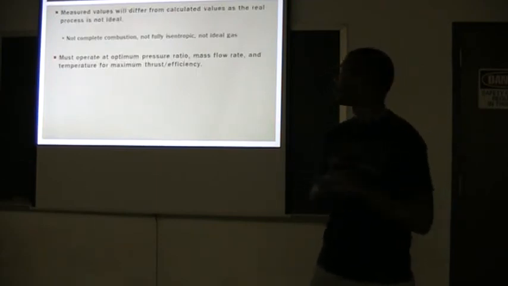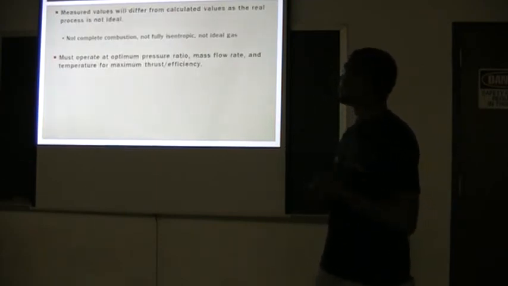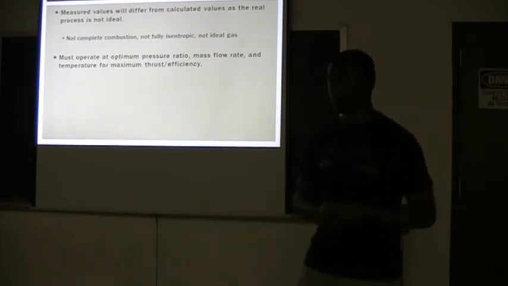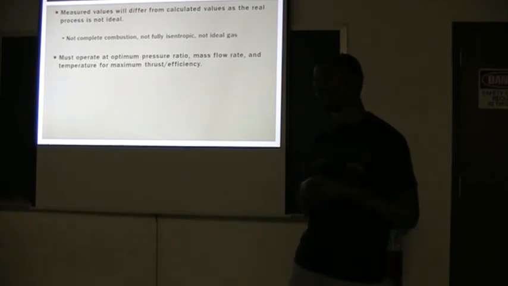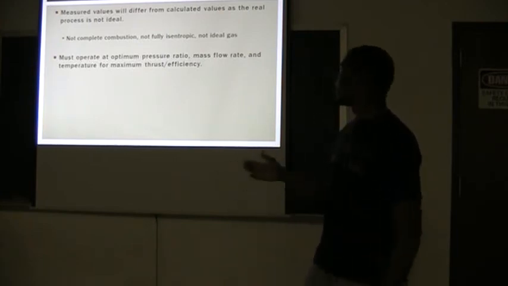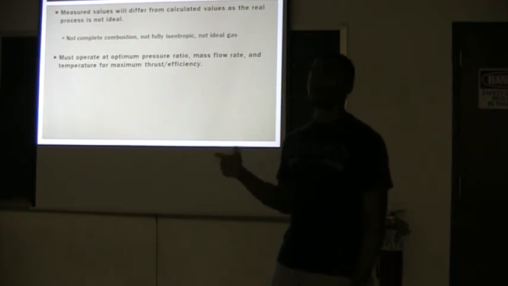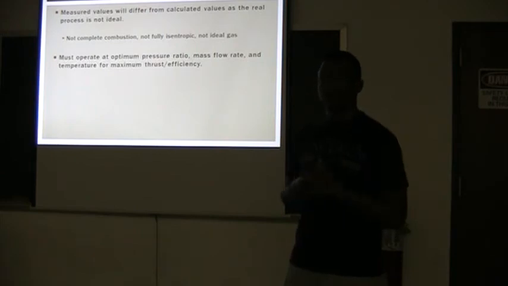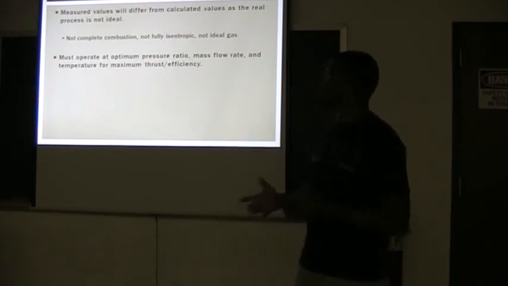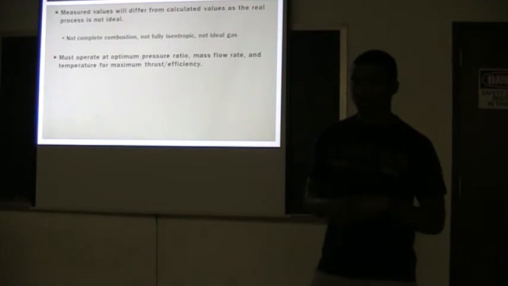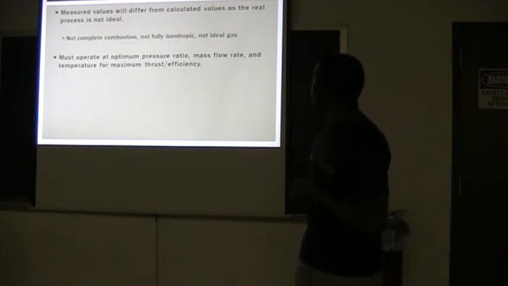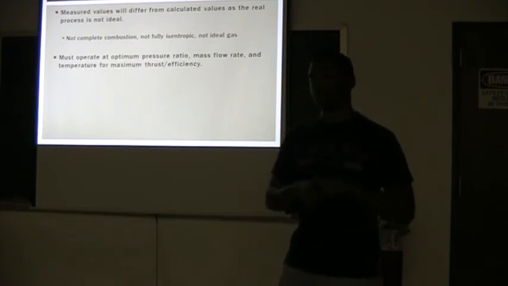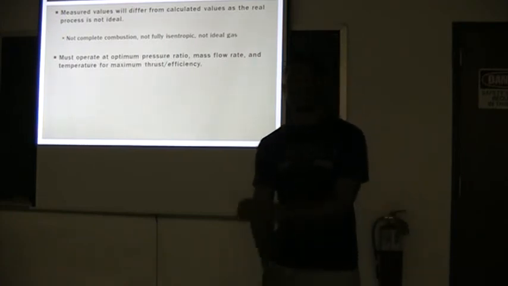In conclusion, the measured values differ from the calculated values, as the real process is not ideal. For our calculations, we assumed that complete combustion occurred in the combustor, which it actually doesn't. Combustion goes past that stage, so that's a possible error too. And we must operate at optimum pressure ratios, mass flow rate, and temperatures for maximum efficiency.